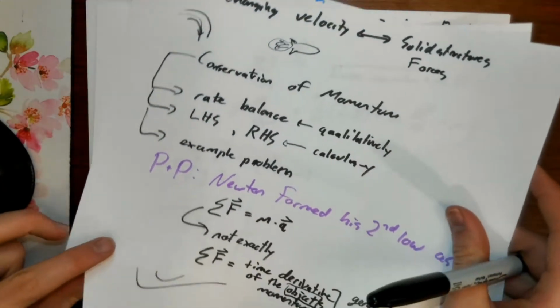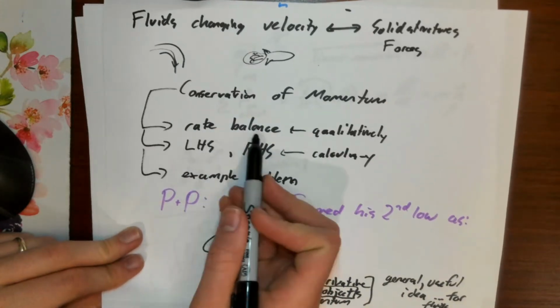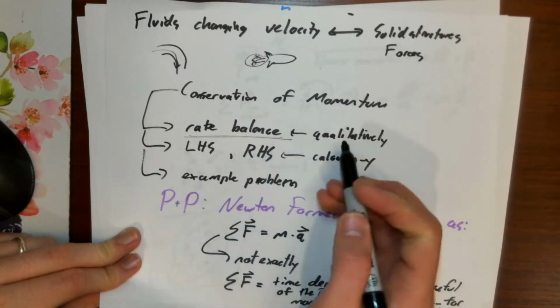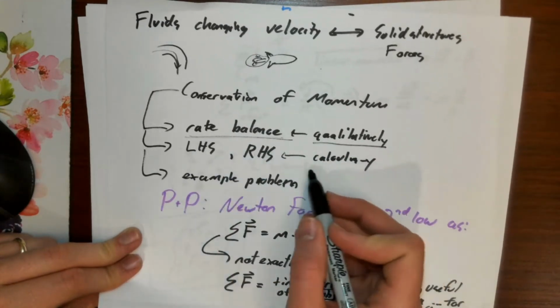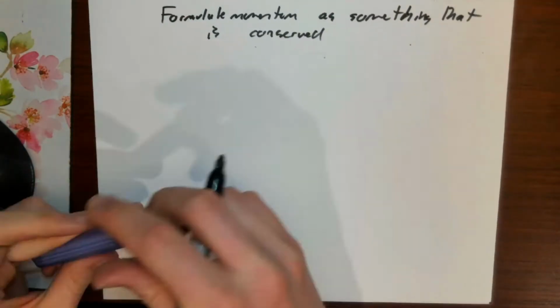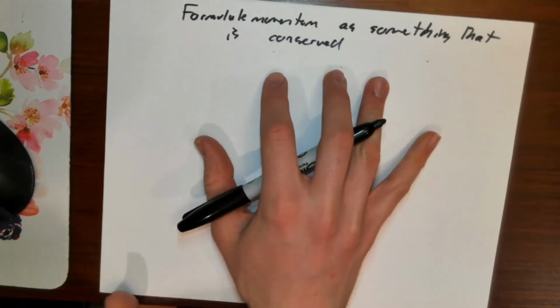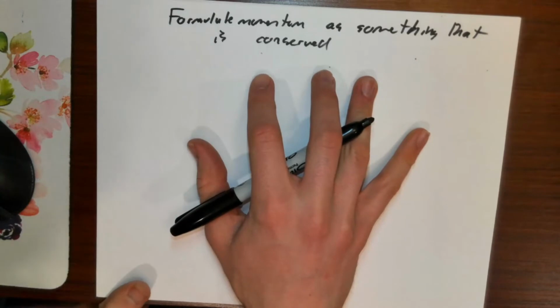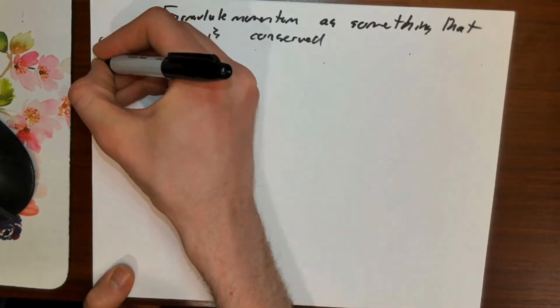So what's this going to do? We talked about conservation of momentum. Let's formulate momentum as a rate balance. First we'll talk about it qualitatively, and then we'll talk about specifically what these terms are in a calculus-y sort of way. If we formulate momentum as something that is conserved, we can apply this general conservation principle, the same conservation principle that we used in conservation of mass.